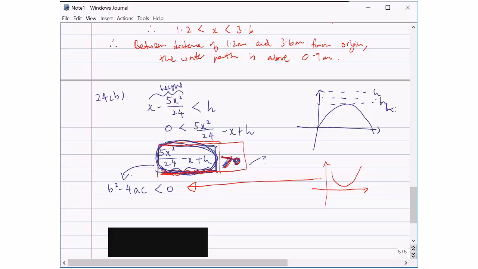Audrey, because of the inequality that I have here in this red box, I'm interested to know how to make the quadratic, this smiling curve part, 5x squared over 24 minus x plus h. This is the smiling curve, right? If I were to draw it, it would be a smiling curve. I want the smiling curve to be bigger than 0 because of the inequality. And the only way for a smiling curve to be always bigger than 0 is like this. And the only way for a smiling curve to be like this is when it has no real roots. Hence, the discriminant must be less than 0.